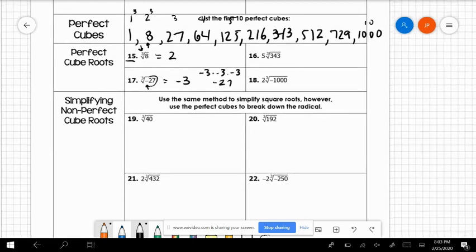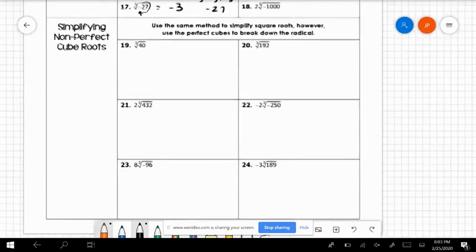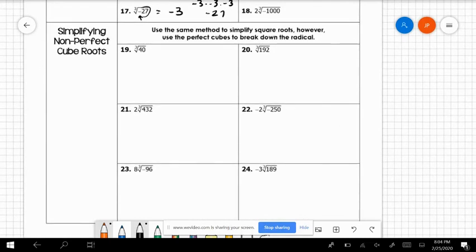Okay, let's take a look at these down here. Your process of how you're doing this is really not much different than how we found square roots. Let's look at number 19. I'm going to do my same wedding cake method.